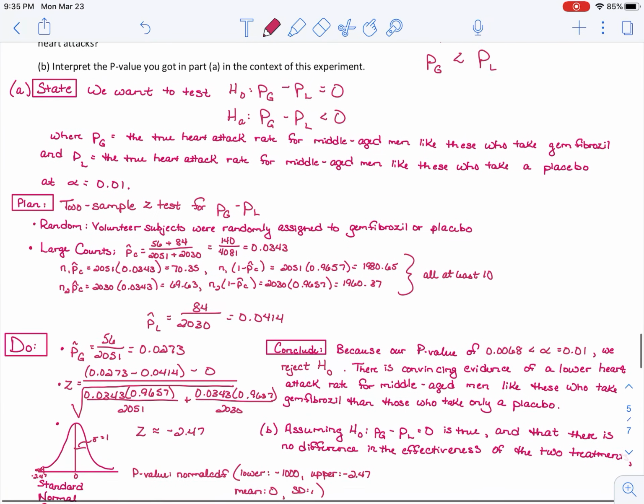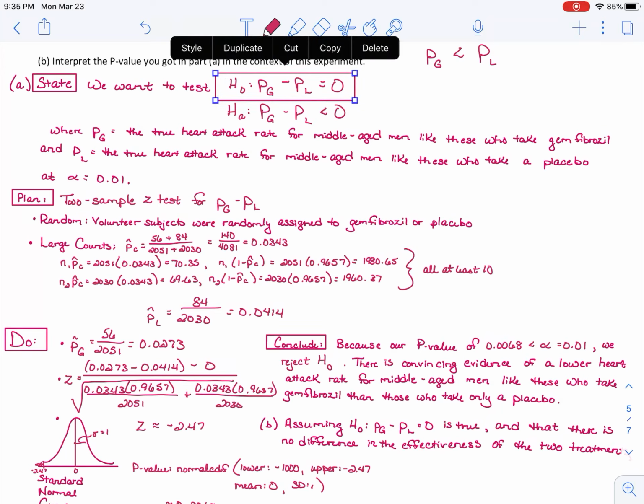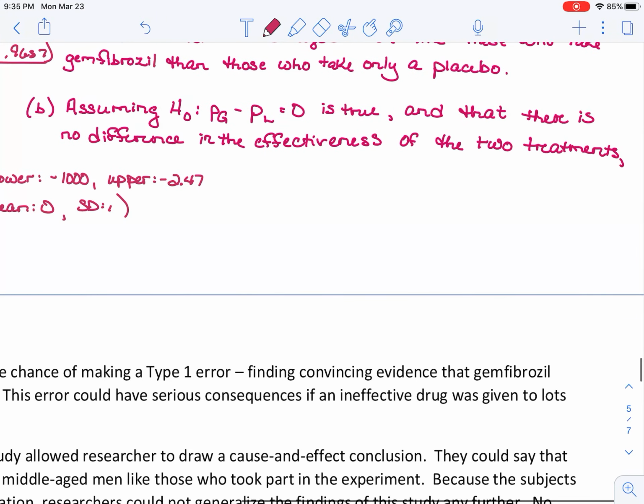Part B on here is just to remind us what the p-value is. Remember, all hypothesis tests hinge on assuming that this hypothesis is true to start out with. Assuming there is no difference, and those are the exact same proportions, which is what I'm writing out here. Assuming that the difference is 0, and that there's no difference in the effectiveness of the two treatments, this is saying that there is a probability, that's what a p-value is, a probability value.